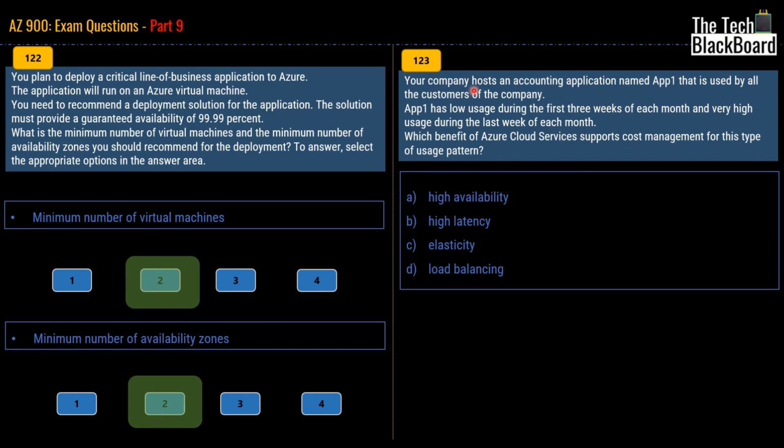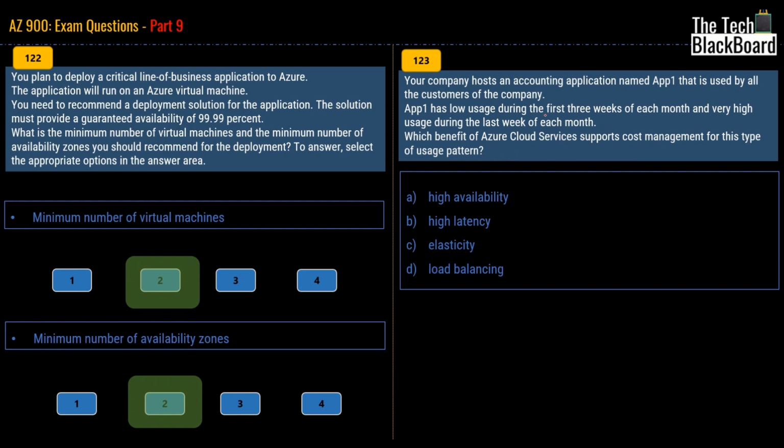Now coming to our question number 123. This one says that your company hosts an accounting application named App1 that is used by all the customers of the company. App1 has low usage during the first 3 weeks of each month and very high usage during the last week of the month. Which benefit of Azure cloud services supports cost management for this type of usage pattern?